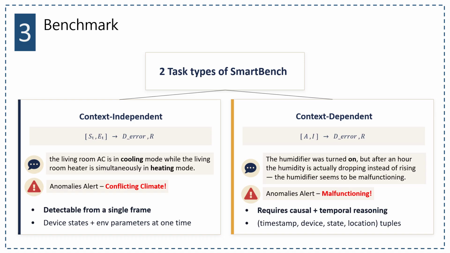On the other hand, context dependent gives a temporal sequence of state transitions as timestamp, device, state, location tuples. Here the model has to reason causally and temporally across the whole window. For example, the humidifier has been turned on, but after an hour the humidity is actually dropping instead of rising, suggesting the humidifier is malfunctioning. No single timestamp looks wrong. You have to watch the sequence to see it.